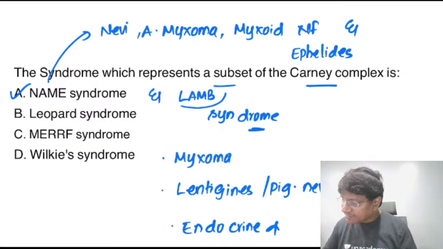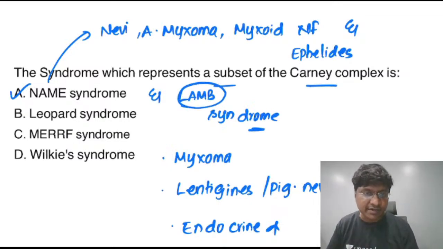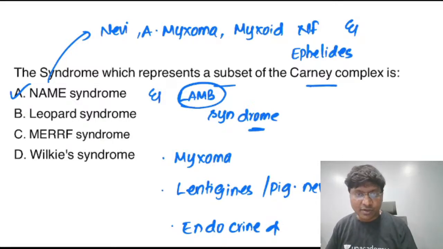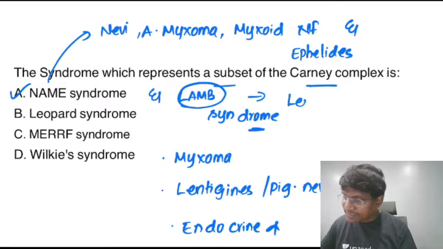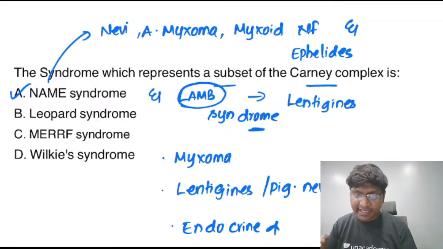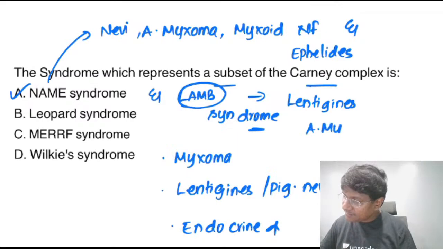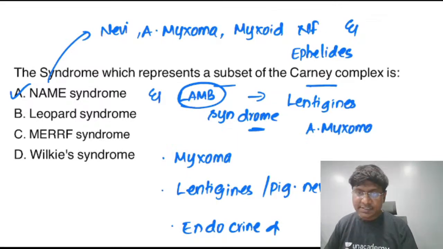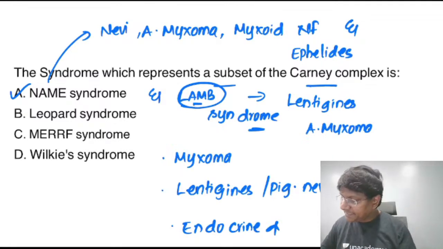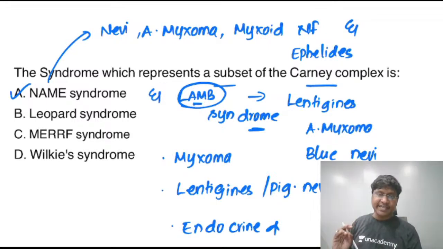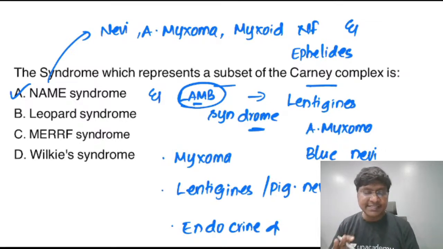Now what do you understand by the word LAMB syndrome in case of atrial myxoma? In Carney complex, the letter L stands for lentigines. The letter A stands for atrial myxoma. The letter M, that is your LAM, atrial myxoma. The letter B stands for blue nevi. So these two syndromes, NAME syndrome and LAMB syndrome, represent the subset of the Carney complex. What about the Leopard syndrome?